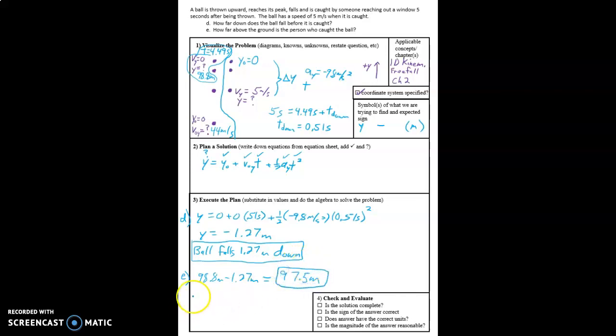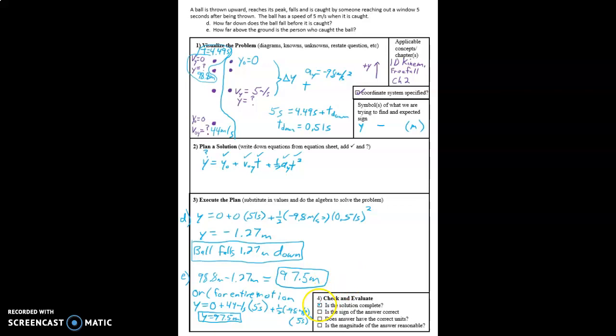Now there is another way to do part E. We could say y equals, we could use the same equation and do it from the very beginning. So 0 plus 44 meters per second times 5 seconds. So analyze the entire motion. Plus 1/2 times negative 9.8 meters per second squared. Oh, ran out of room. Times 5 seconds. And then we would get 97.5 meters from that way. You'll see that's often the case in these problems. You can solve them multiple ways.